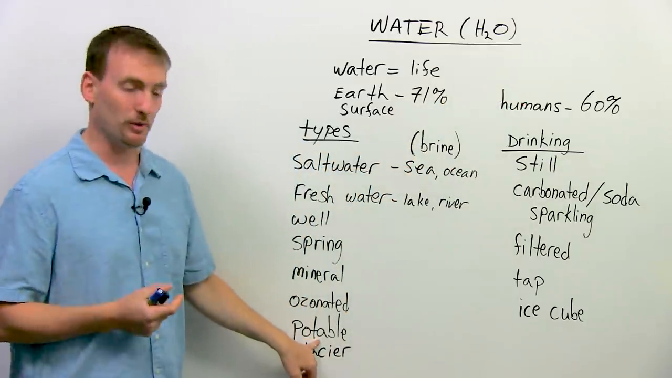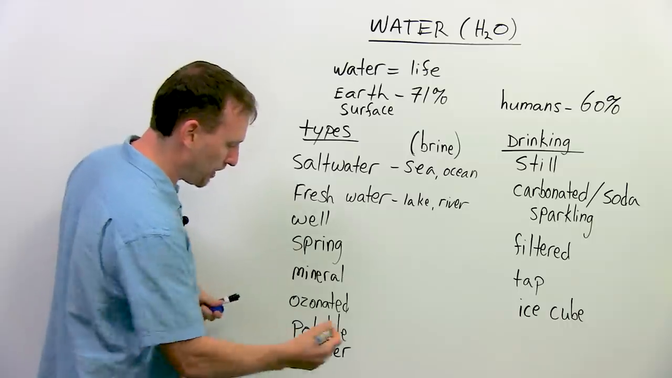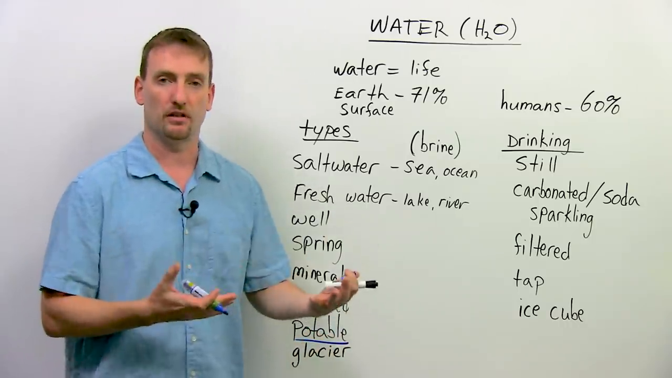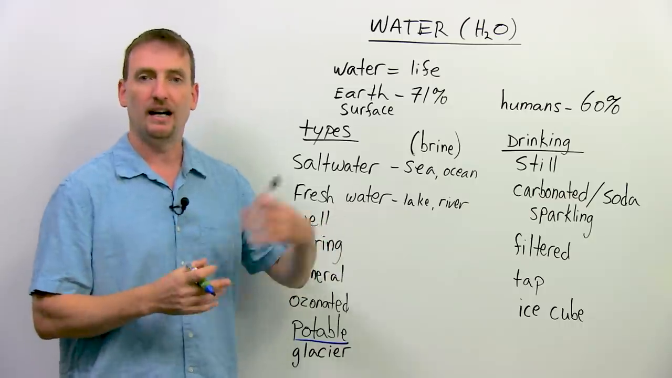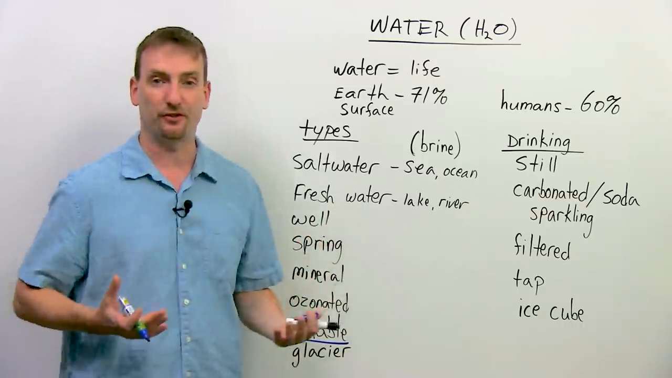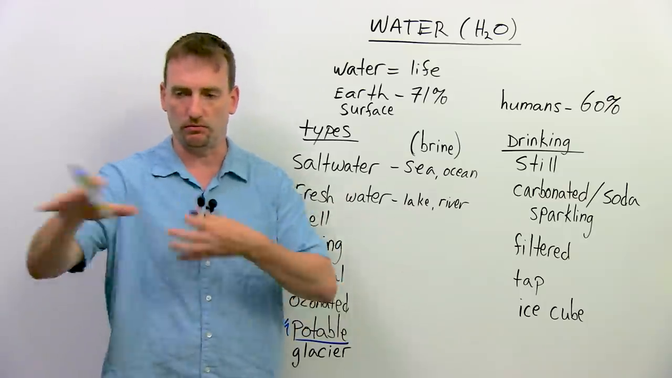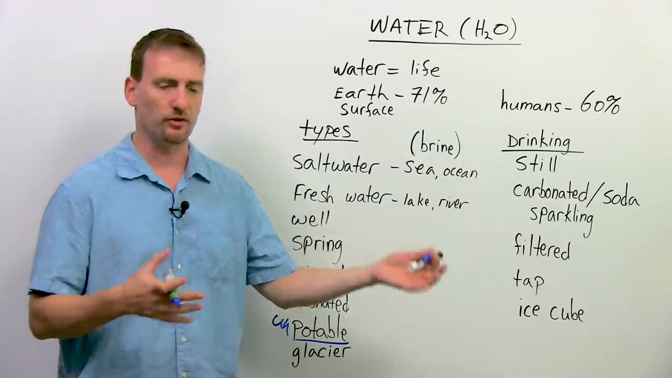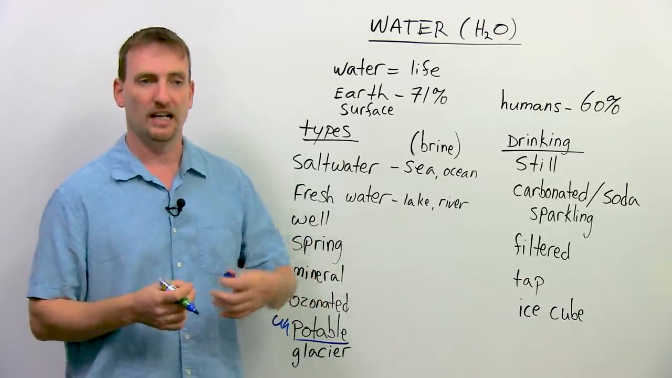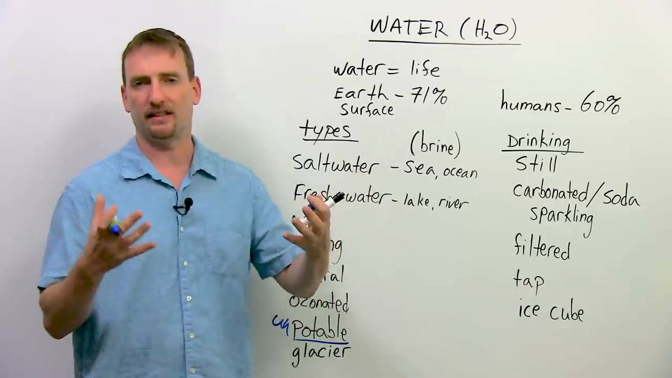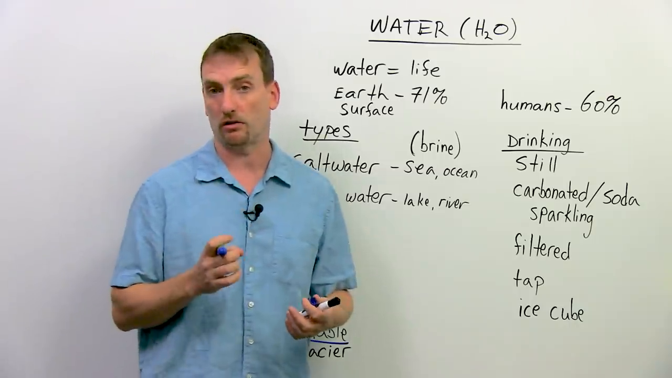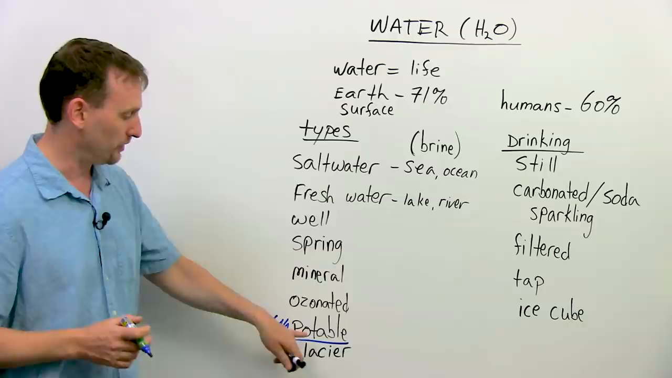Now, potable water. This is a very important word to know, potable, because potable basically means drinkable. Potable water you can drink. Unpotable means you can't drink it. You can use it to, for example, wash things or to do whatever you need to do with water, except drink it. So sometimes you'll go to places that have a potable water alert, which means don't drink it, drink only bottled water. Okay, so it's very important to know this word.